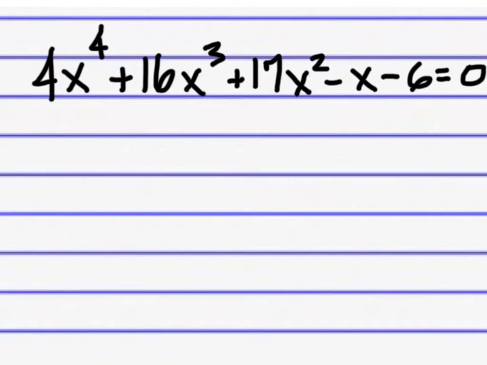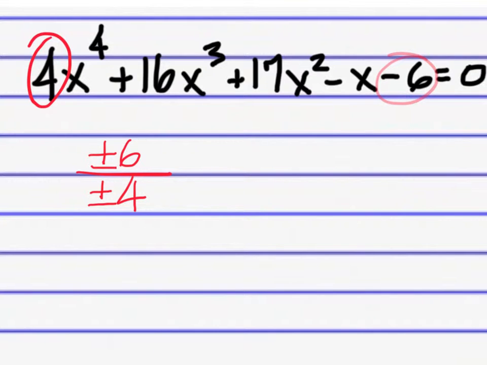Alright, so it's 4x to the fourth plus 16x to the third plus 17x squared minus x minus 6 equals 0. The first thing you need to do is try to find a list of all possible roots. They don't all have to be real roots, but you have to find a list of possible roots. And the way that you do that is this. You're going to use the last item in there, which is 6, and we'll make it plus or minus 6. And you're going to divide that by the first item, plus or minus 4.